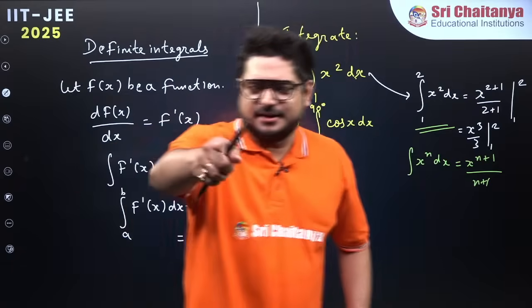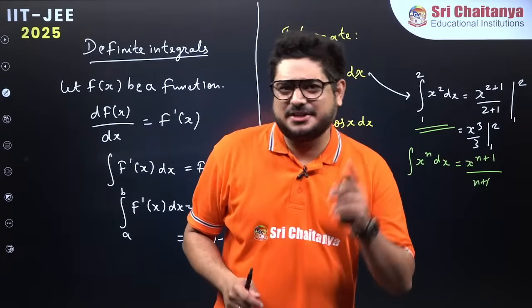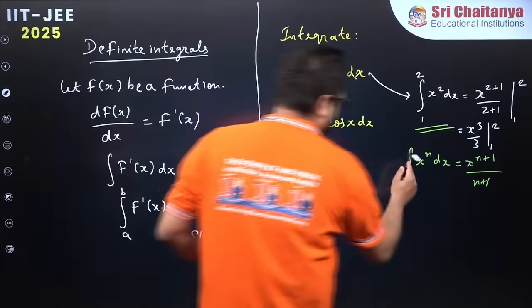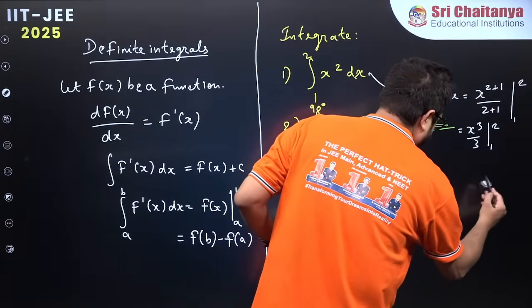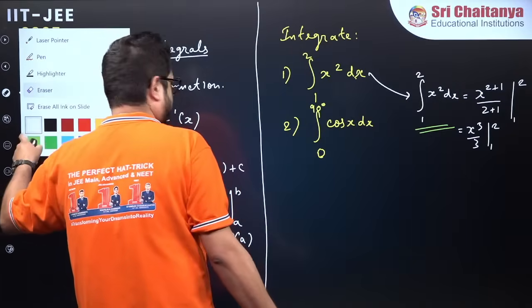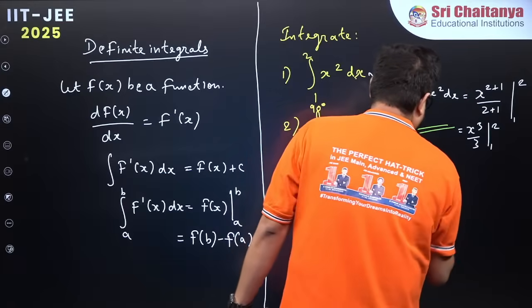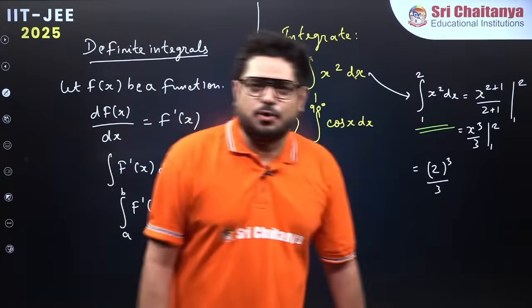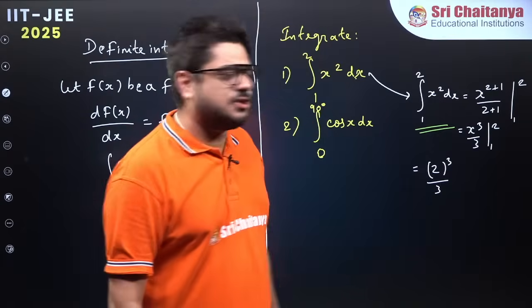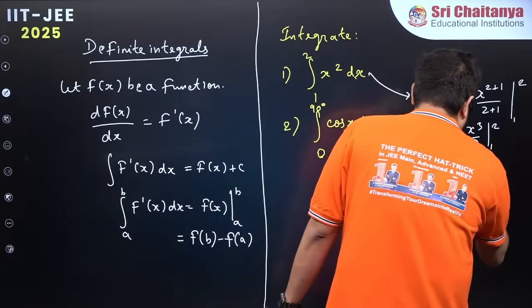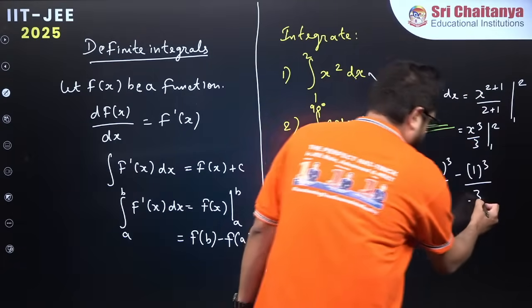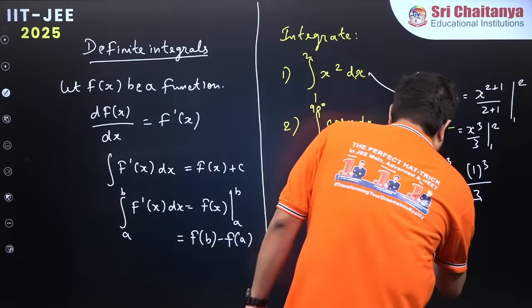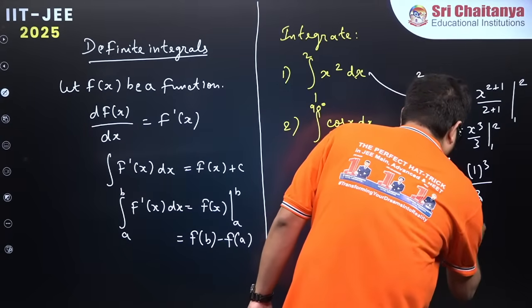So now what needs to be done? We need to put the upper limit and the lower limit. I'm erasing this because you already know the formula. I will write it down as upper limit, 2 to the power 3 by 3, minus the lower limit, 1 to the power 3 by 3. Now if I put the expressions over there, I will be getting 8 by 3 minus 1 by 3.